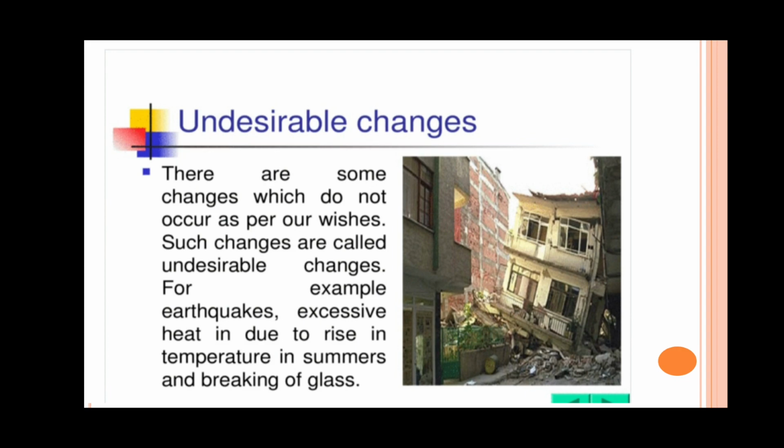Undesirable changes. Dear students, there are some changes which do not occur as per our wish. These changes are called undesirable changes. For example, earthquakes, excessive heat due to the rise in temperature in summer, or the breaking of glass. These are examples of undesirable changes which are not wished for by us.